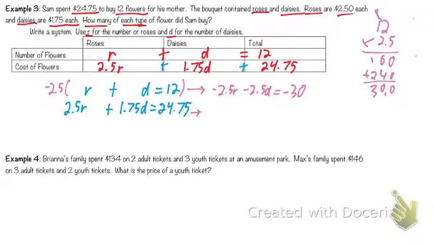It's negative 30, okay? Here's another way to think about it. 2.5 times 12. Let's say someone's making $12 an hour. They work 2.5 hours. $30.